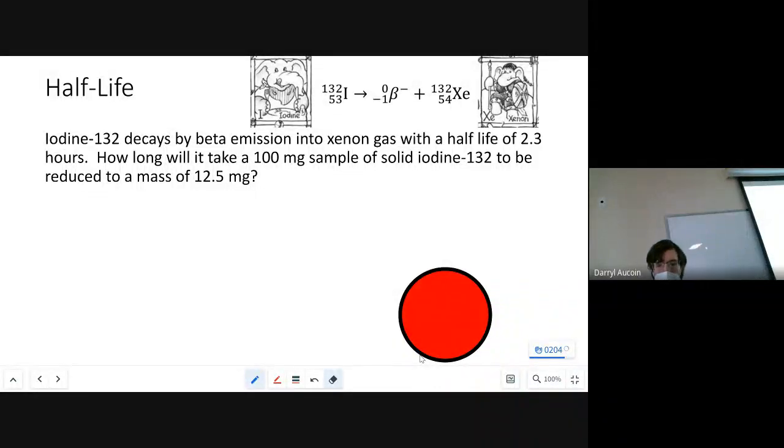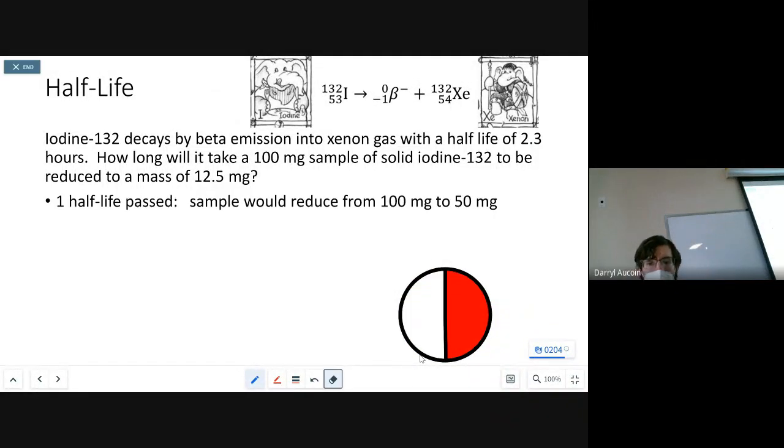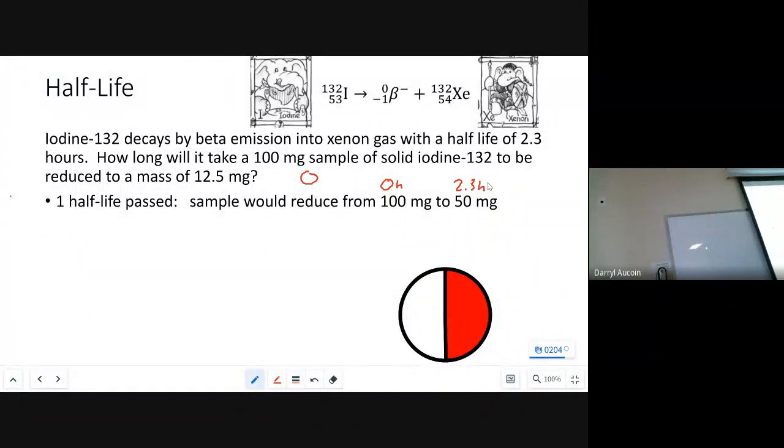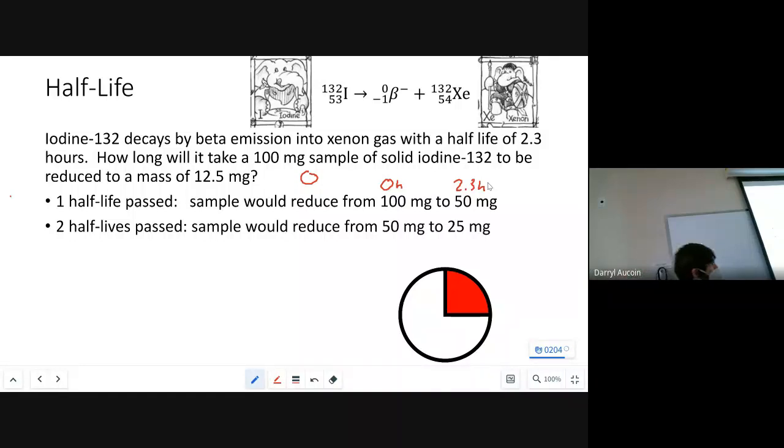And then we want to figure out what we started with. So at 0 hours right here, we were at 100. At one half-life, 2.3 hours later, we only have 50 left. So we went from 100% iodine to 50% iodine, 50% xenon. And if we let another half-life happen, it's going to break down even more. 2.3 hours later, we're going to go from 50 down to 25. So our sample has gone even more from iodine to xenon.